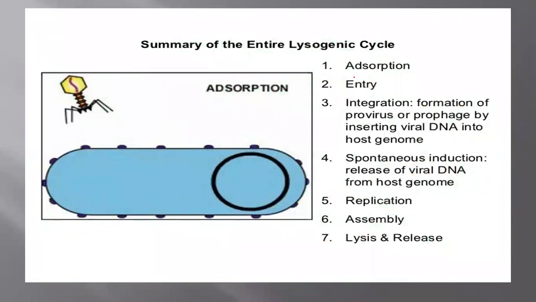Now, if you see the summary of that: first adsorption occurs, then entry, then integration, meaning formation of a provirus or prophage, then spontaneous induction of the viral DNA from the host, then again replication, assembly, lysis, and release of the viruses from the lytic cycle.